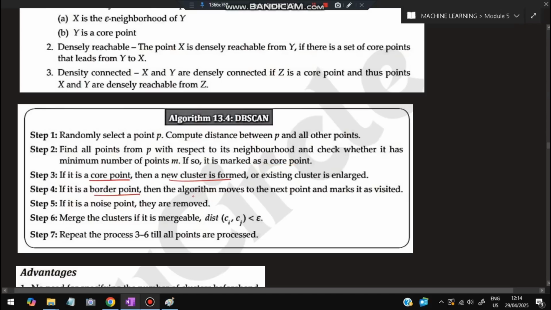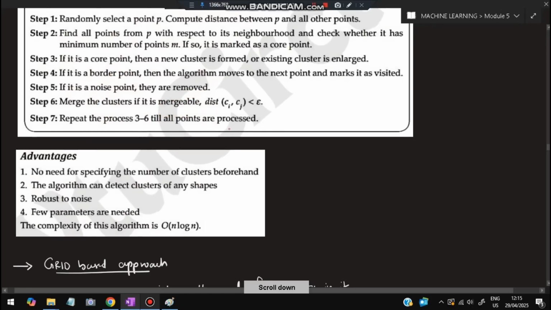If it's a border point, the algorithm moves on and the next point is marked. If it is a noise point, it is removed. Then merge the clusters and repeat the same process until no more new clusters are formed. So that is the density based approach.